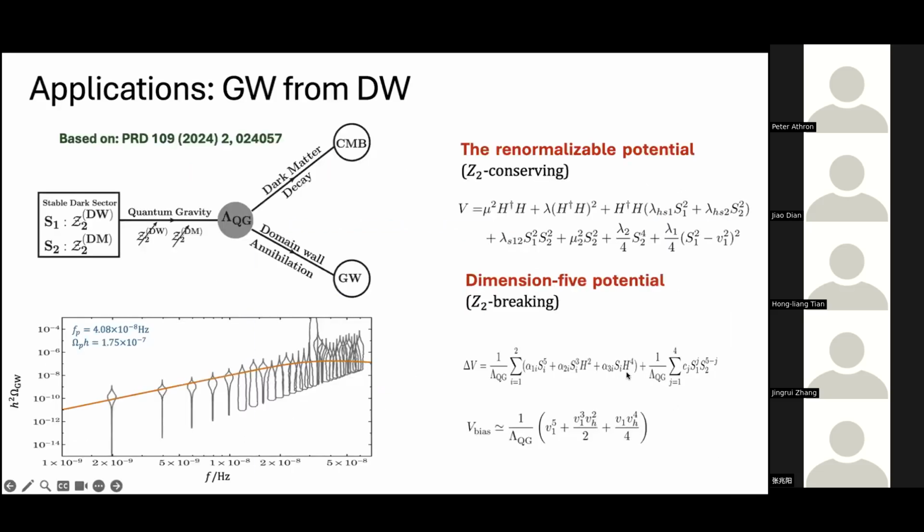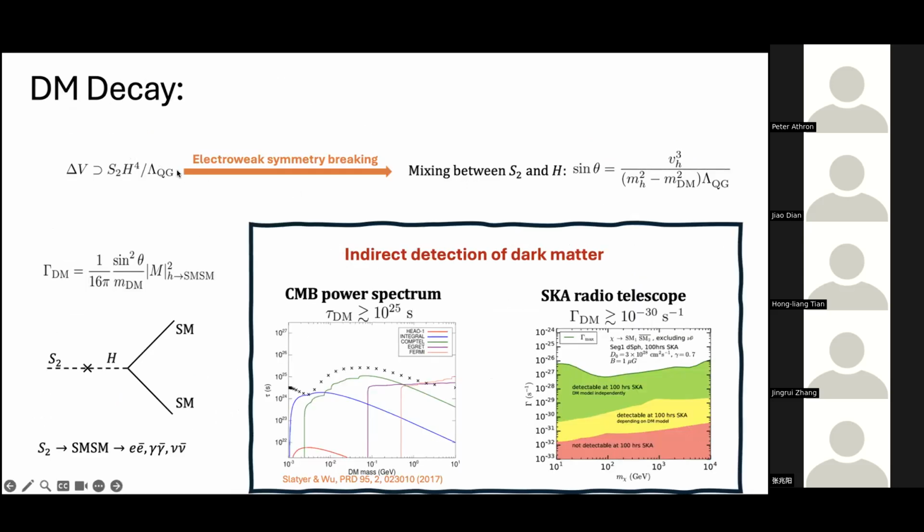So if you look at this term, the third term inside the bracket, it's responsible for the dark matter decay. So it's basically this term. Now what happens is that once the electroweak symmetry is broken, this S2 will mix with the standard model Higgs, and this is the mixing angle that depends on the electroweak symmetry breaking scale, the mass of the dark matter, the mass of the Higgs, and the scale of quantum gravity. As a result of this mixing, the dark matter is allowed to decay, and this is the decay channel of the dark matter.